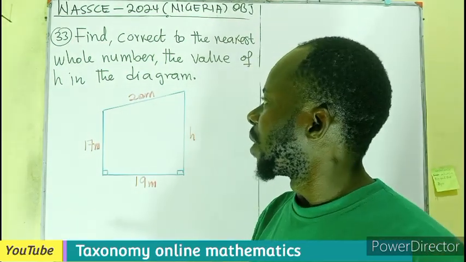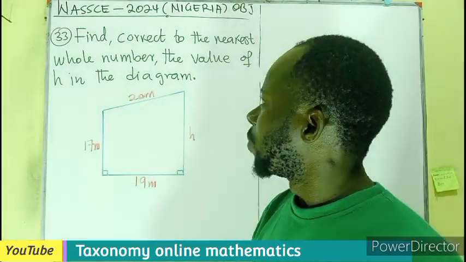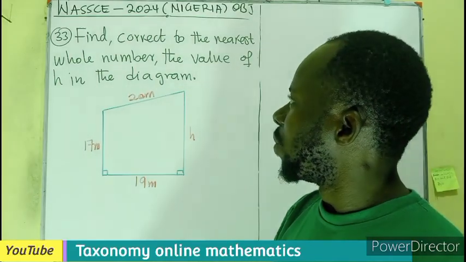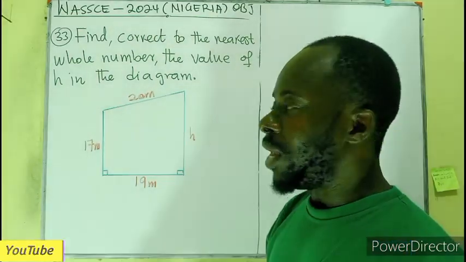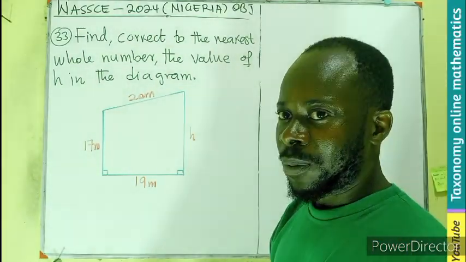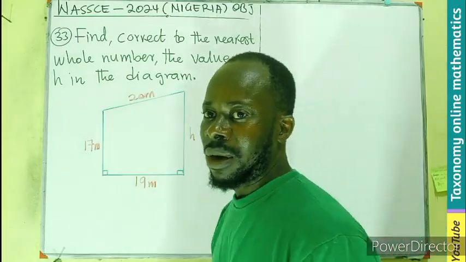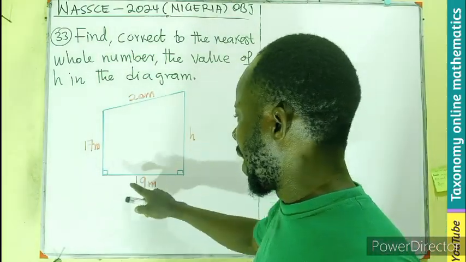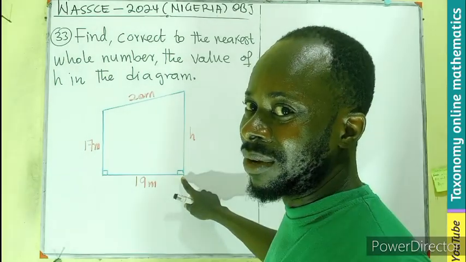The objective test question number 33. You have to find, correct to the nearest whole number, the value of h in this diagram. So this is a quadrilateral which has this angle to be 90 degrees.